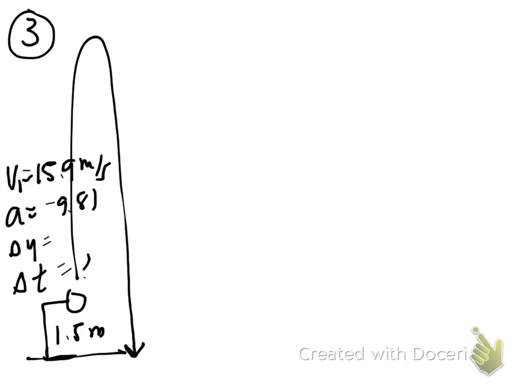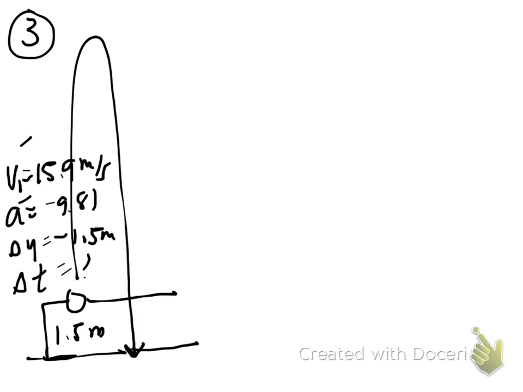Okay, so here we're asked if that ball either doesn't reach them or if they don't catch it, how long is it in the air total before it crashes back to the earth? So we have VI, we have A, we have delta Y. What's delta Y in this problem? Negative 1.5, because it started off 1.5 meters above the ground, and so its initial position and its final position have a difference of 1.5 meters. So it has nothing to do with how high it goes. We don't care how high it goes at this point.